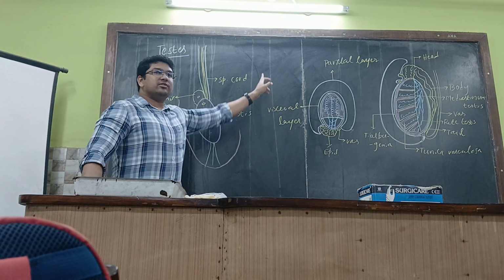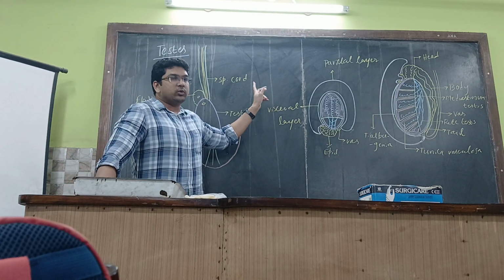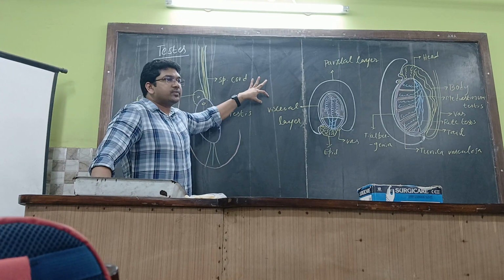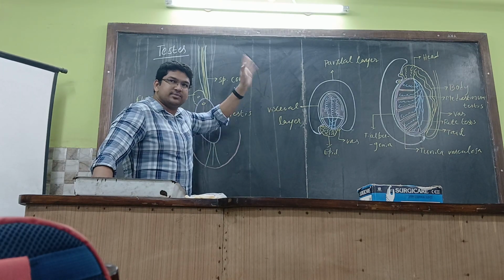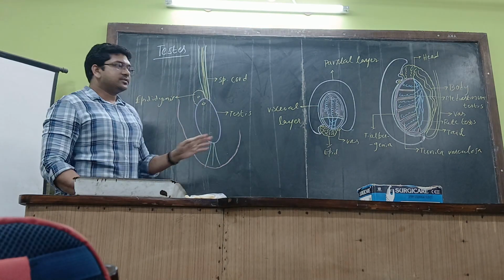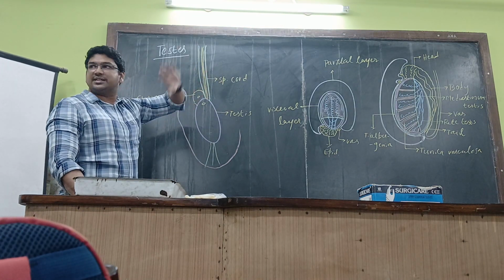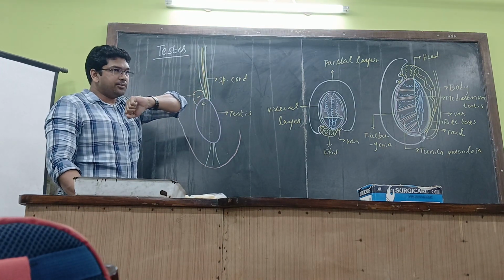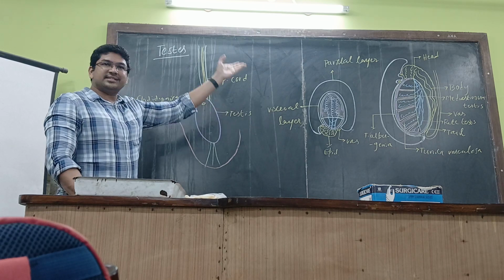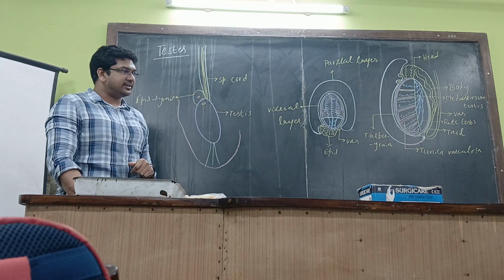So medial to the seminal vesicles will be the end of the vas deferens. The vas deferens joins with the seminal vesicles and forms the ejaculatory duct. Okay, we'll see that later. So this is the male internal genital system. External genitalia includes penis and scrotum.